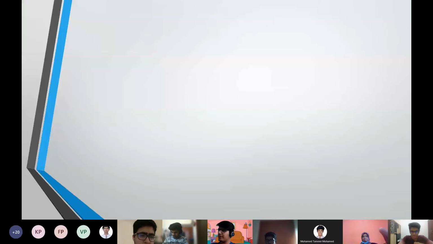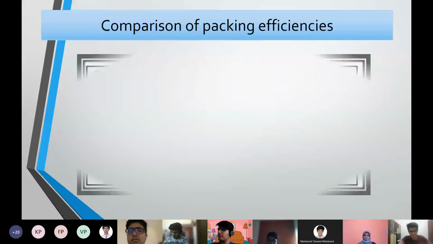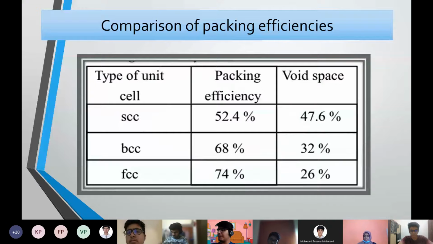BCC is volume occupied by two spheres in the unit cell upon total volume of the unit cell by 100%. Packing efficiency of simple cubic is volume of one atom upon volume of cubic unit cell by 100%. Then packing efficiency of FCC is volume occupied by four spheres in the unit cell upon total volume of the unit cell by 100%. Then we compared the packing efficiencies of those three.